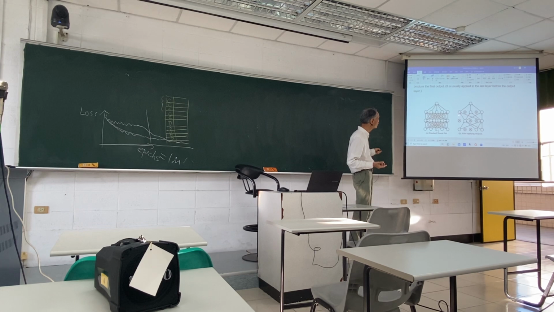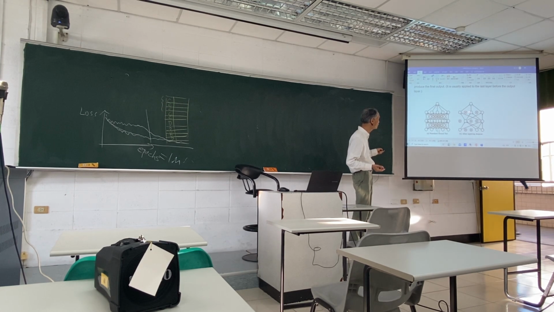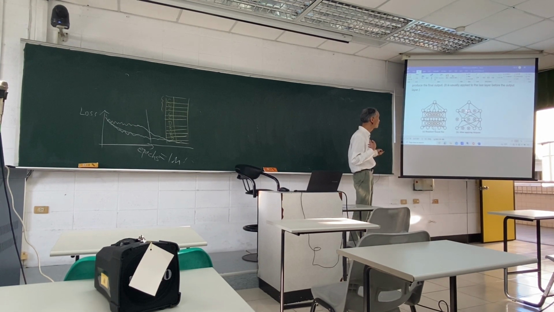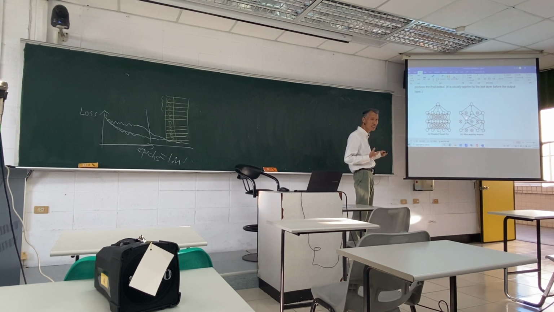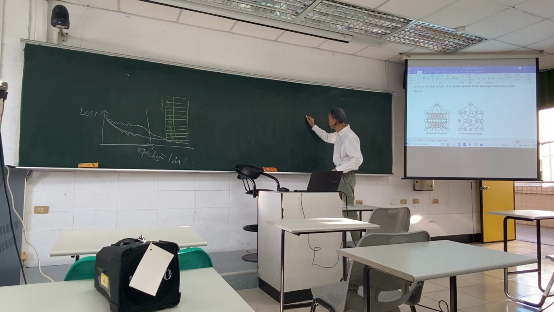For this case here, when I put a crosshair here, it means we drop this node. We assume this node does not exist. What is the purpose? To prevent overfitting. What do I mean by overfitting?